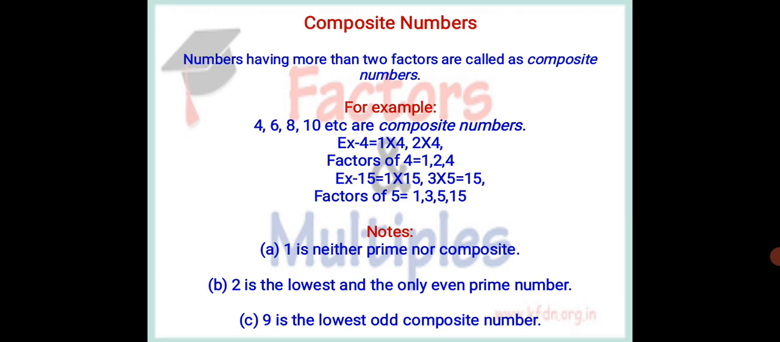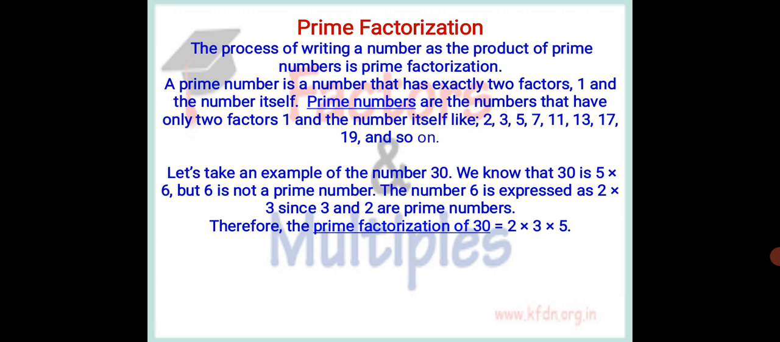Notes: 1 is neither a prime number nor a composite number. 2 is the lowest and the only even prime number. 9 is the lowest odd composite number.